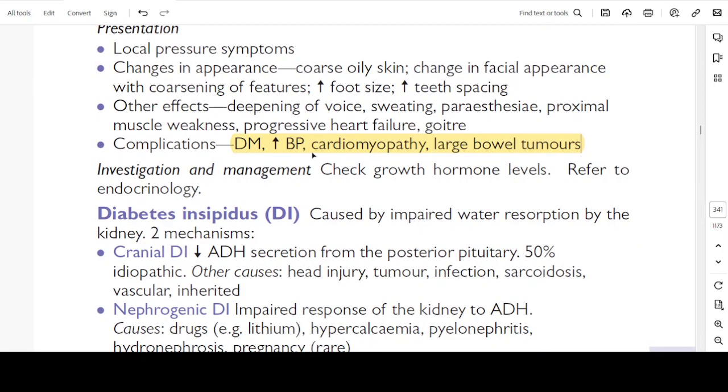Investigations and management. Check the growth hormone levels. Refer to endocrinology. Diabetes insipidus.